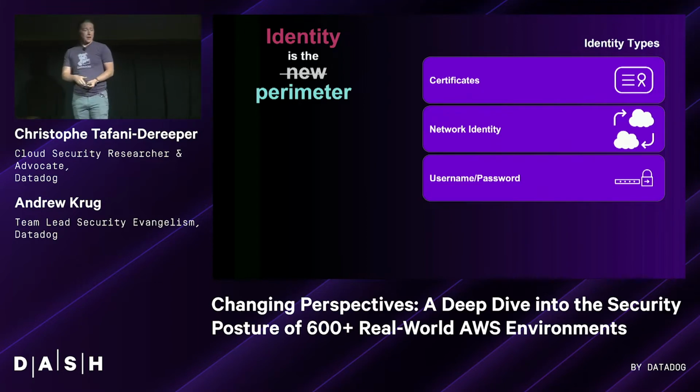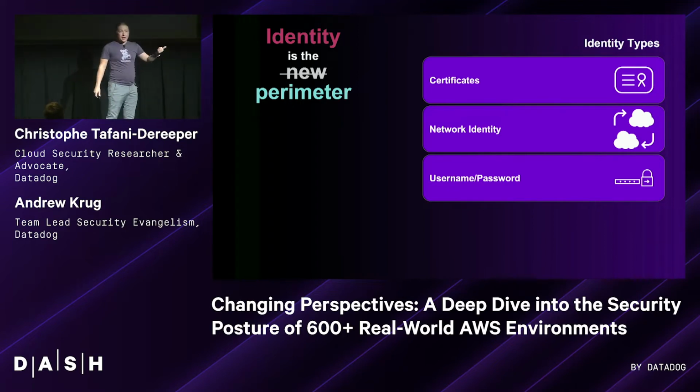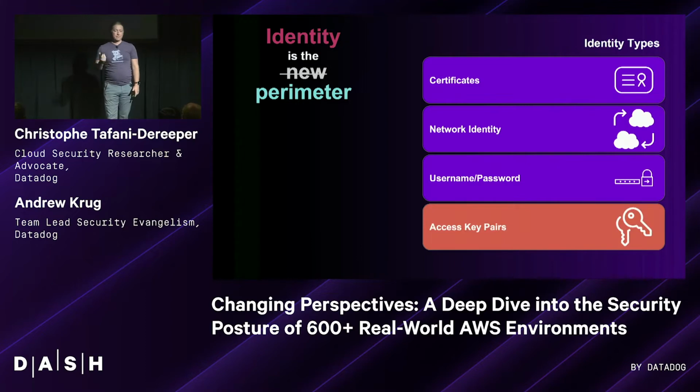So if we look at it, originally, even in the data center, in the early days of computing, your identity was that you could walk into the room and you could compute on, of course, a very large computer back then. But we have all kinds of things like certificates, network identity, kind of the original identity. My IP address is me, usernames and passwords. And with the advent of the cloud control plane, we actually add access key pairs.